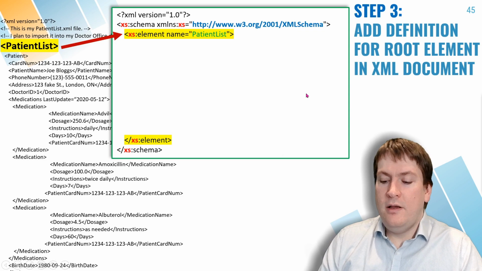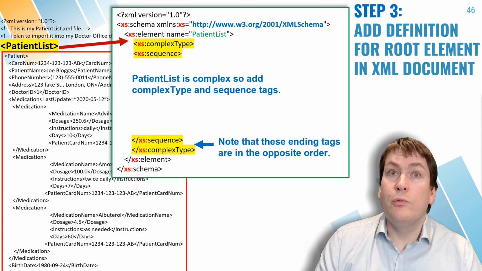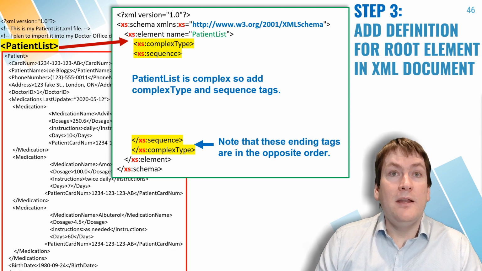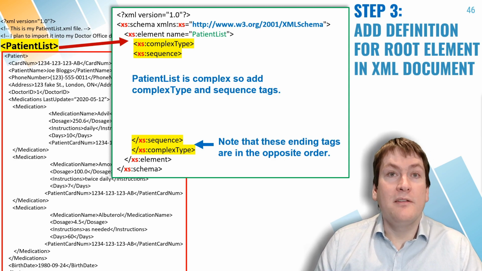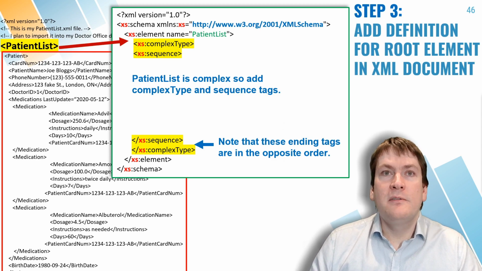How do we know that? Because patient list is a complex tag. It's also the root element, so by definition that means it has to be complex, assuming it has something other than just data, and it has to contain absolutely everything else.